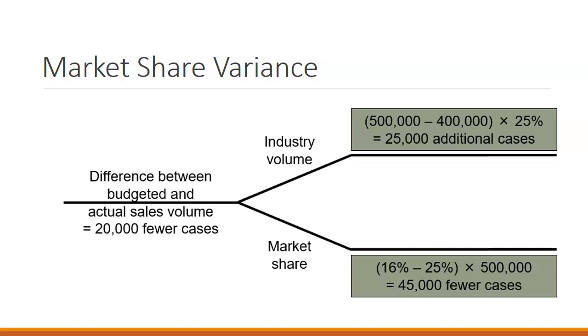In fact, their market share fell to 16%, which is 80,000 of those 500,000 cases sold. So we have a 9% decrease in market share, which resulted in 45,000 fewer cases being sold.